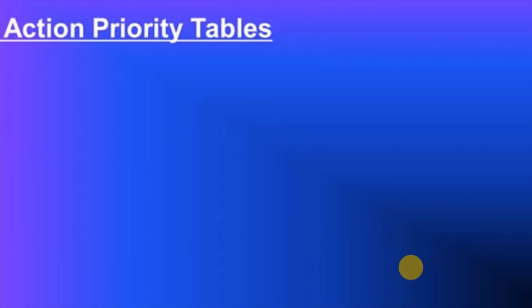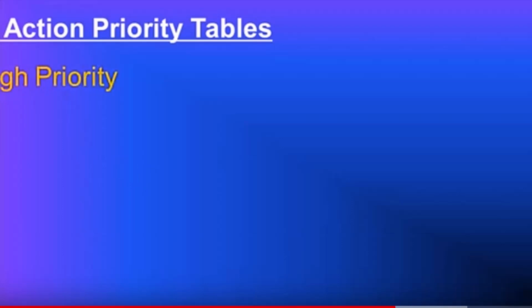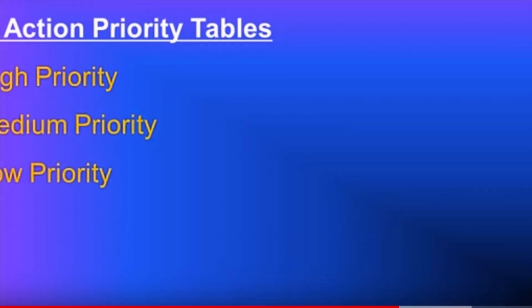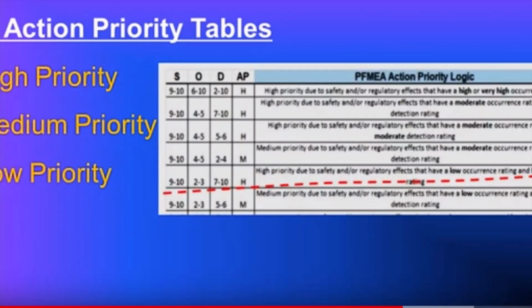The action priority table provides this logic to the FMEA team to prioritize the actions as per the scenario, as per the combination of severity, occurrence and detection, by reference to the action priority table, categorizing into high, medium and low priority. The action priority strongly favors error proofing.